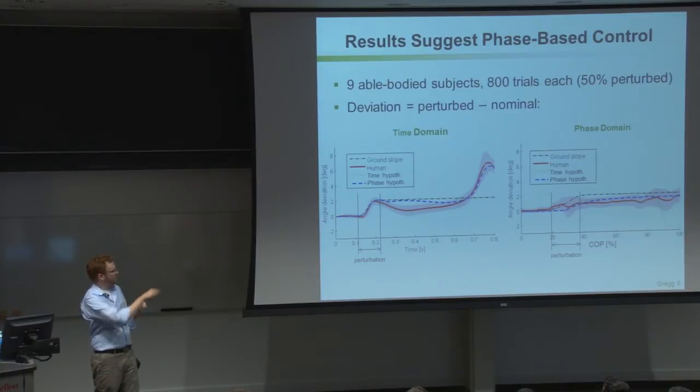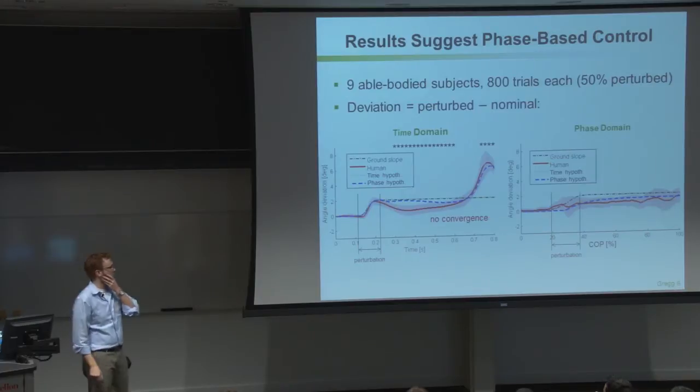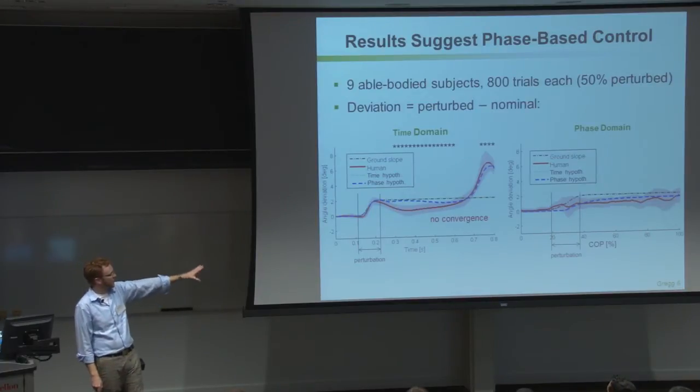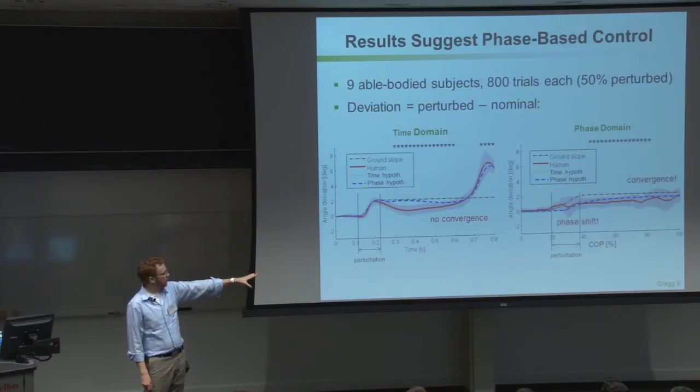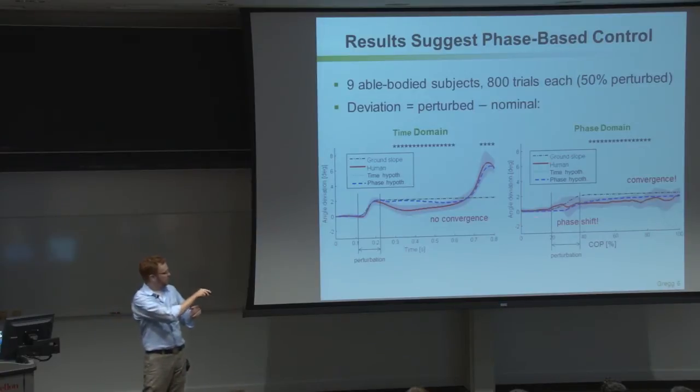We see that we don't have any convergence, and in fact, we have statistically significant differences between the incline from the slope and the human trajectories. Now, if you look in the phase domain, looking at the ankle pattern, the deviation as a function of the center of pressure, well, then we see this somewhat fast phase shift. I mean, the perturbation isn't really instantaneous, but there's a phase shift.